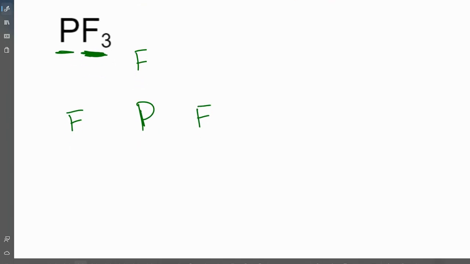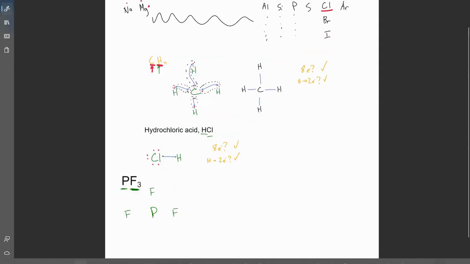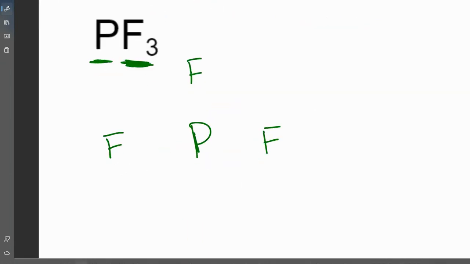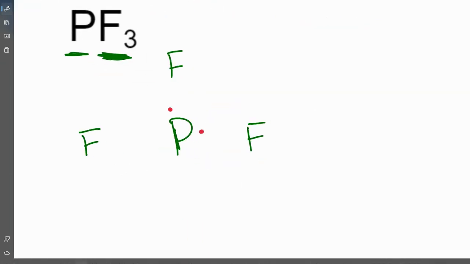So phosphorus, if we look at our periodic table, phosphorus we find right here. Here's our phosphorus. Phosphorus is in the column with 5 valence electrons. So phosphorus gets 1, 2, 3, 4. Then we pair them up, 5.